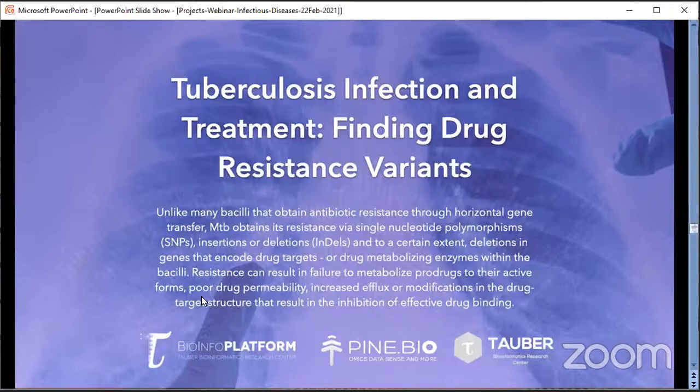Then the third project is about tuberculosis. Here we have designed this project to understand the drug-resistant variants in the mycobacterium. As we know, one-third of the world population has been infected with tuberculosis. This tuberculosis is caused by Mycobacterium tuberculosis. This disease has severe symptoms including chronic cough, blood in the sputum, weight loss, etc. But the major concern with tuberculosis is the drug resistance in the mycobacterium.